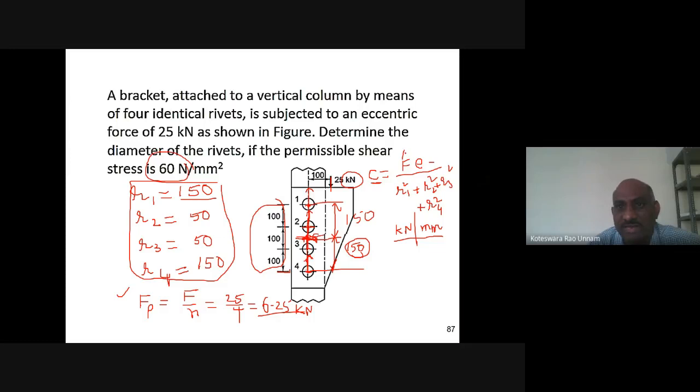Now F is 25 kilonewtons, known to us, E is given as 100. From the diagram we can clearly identify that E value. Just now we computed R1, R2, R3, R4. By substituting, I can compute the C value. So F is 25, E is 100: 25 into 100 divided by 150 square plus 50 square plus 50 square plus 150 square. So tell me what is that C value now?